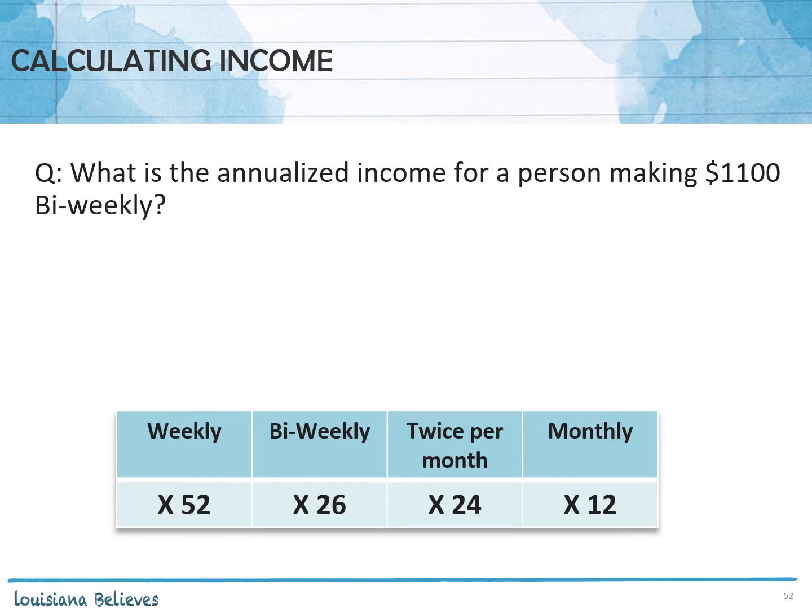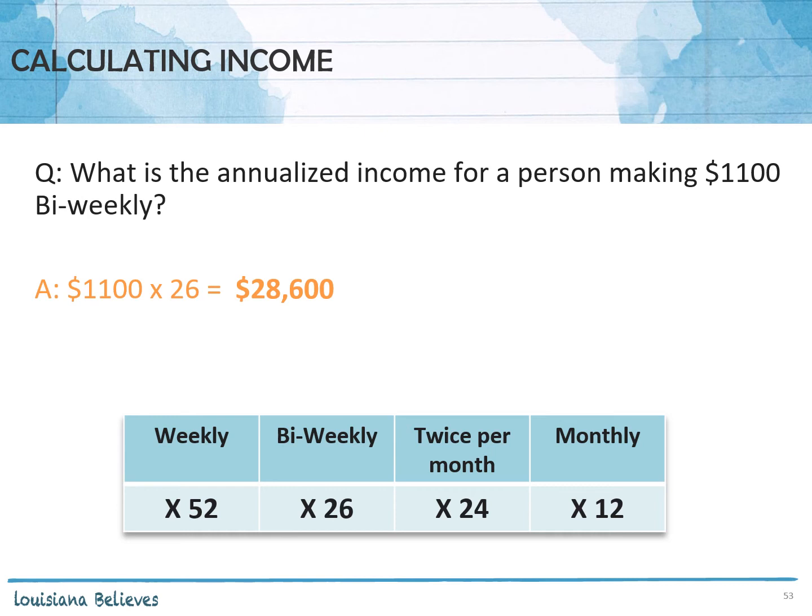Example number 2. What is the annualized income for a person making $1,100 biweekly? Again, it's very important that we choose the correct conversion factor from this table. Biweekly is multiplied by a factor of 26. So in this example, $1,100 times 26 is equal to an annual income of $28,600. Choosing the wrong conversion factor can very well lead to the wrong eligibility status, so please pay attention as you are annualizing income applications.